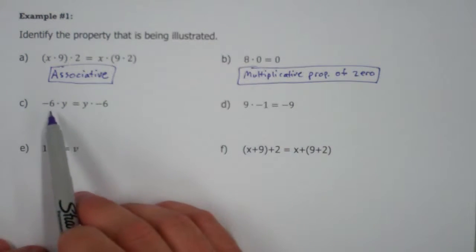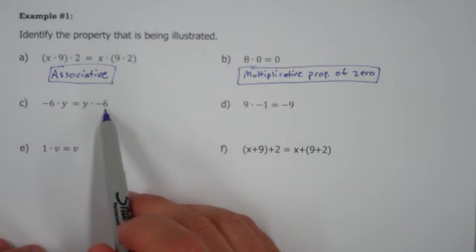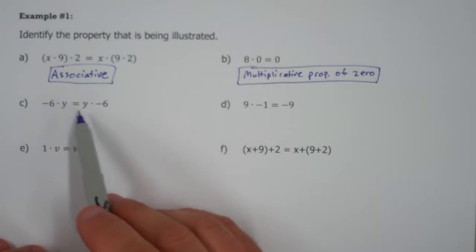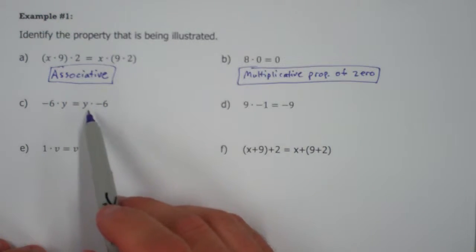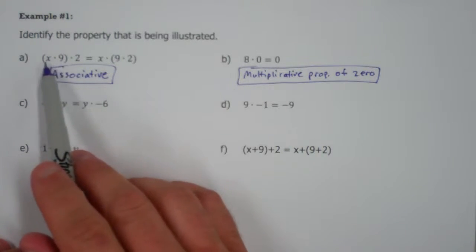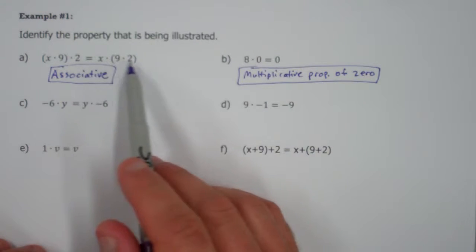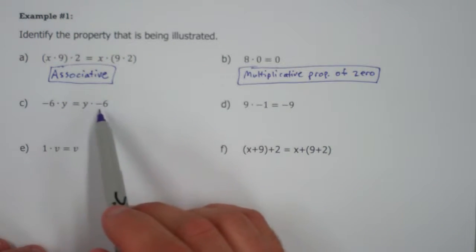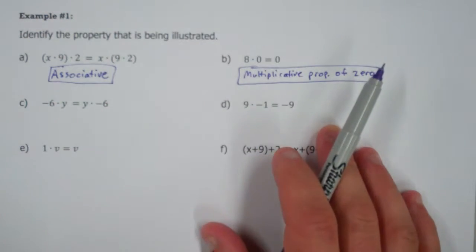Part C here, you have negative 6 times y is equal to y times negative 6. So it looks like the negative 6 and the y are trading positions. This is not like the associative. The associative above is associating two, in this case, factors together, and then over here it's associating two different ones. That's not happening here. This is a little bit different. We've got negative 6 and y, and then they're being switched.